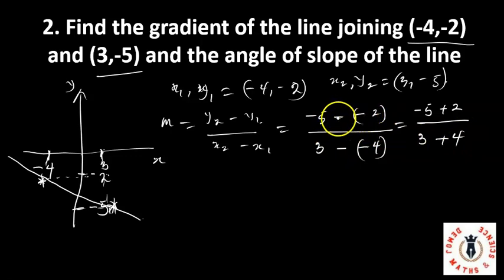Look at it this way. You have two negative signs. When they multiply each other, they become what? Plus. So that my M becomes -3 over 7.